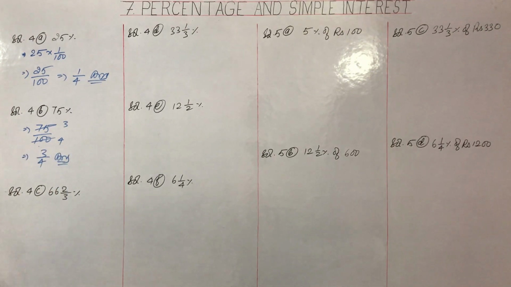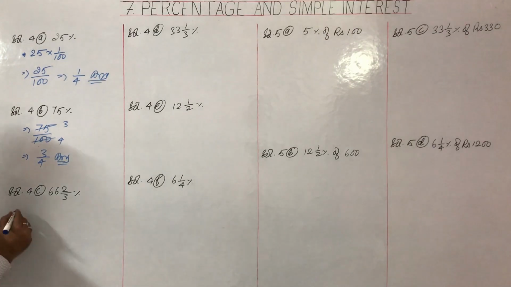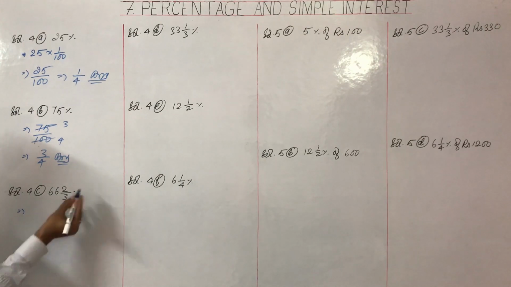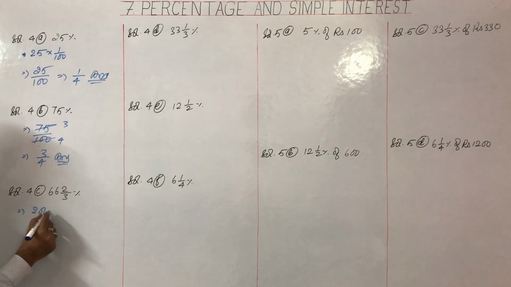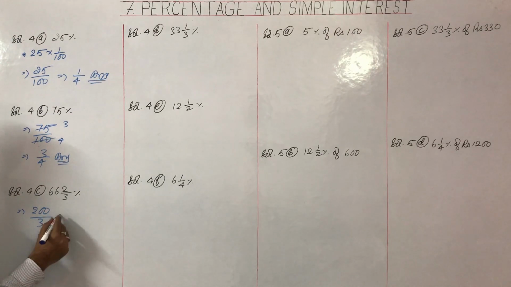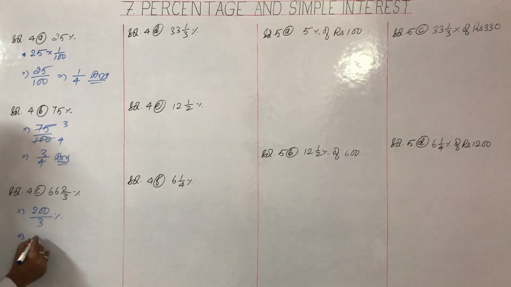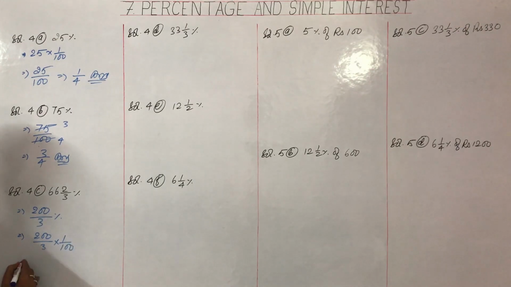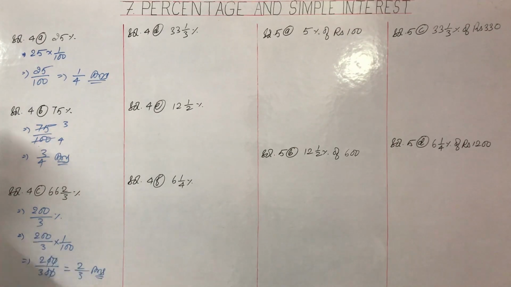Then we have 66 2 by 3. So first change the form. 66 into 3, 198 plus 2, 200 by 3%, or 200 by 3 into 1 by 100, or 200 by 300. So cancel the zeros and you'll get 2 by 3. 2 by 3 is the fraction.